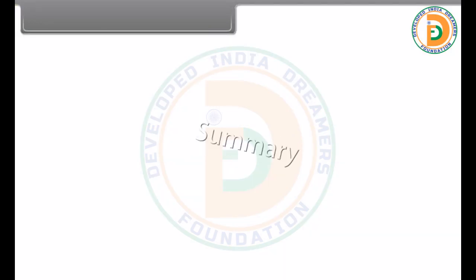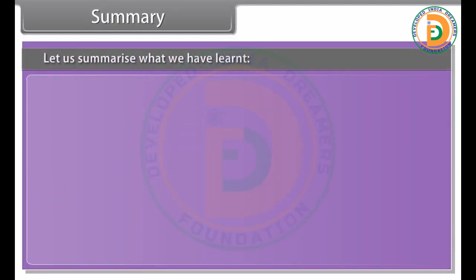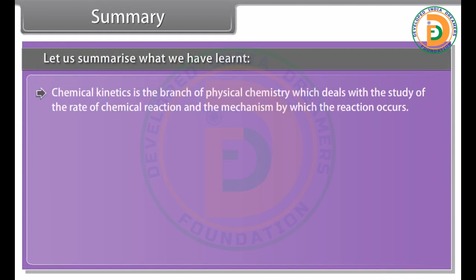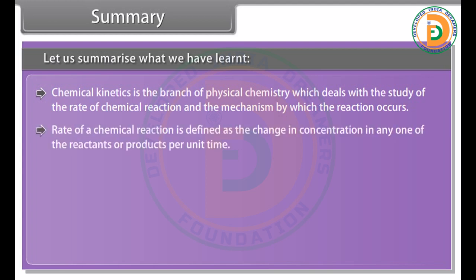Summary. Let us summarize what we have learned. Chemical kinetics is the branch of physical chemistry which deals with the study of the rate of chemical reaction and the mechanism by which the reaction occurs. The rate of a chemical reaction is defined as the change in concentration in any one of the reactants or products per unit time.